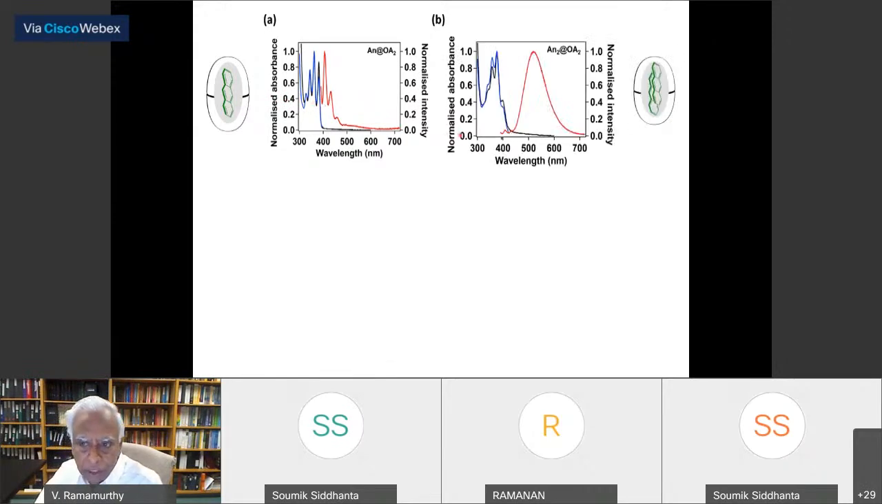And then if you find the condition in which you have the 2-to-2 complex, the emission that you see is very different. It is the same anthracene, but depending on the amount of octa acid, the emission completely shifts from here to here. And if you look at the excitation of this, this is the excitation spectrum and the absorption spectrum of this complex, and it is not identical to this. So there are too many things going on here. If you really want to understand, you need to spend more time. And this is what we did.